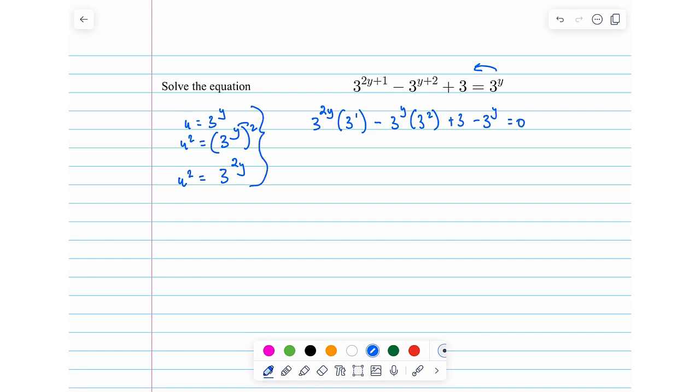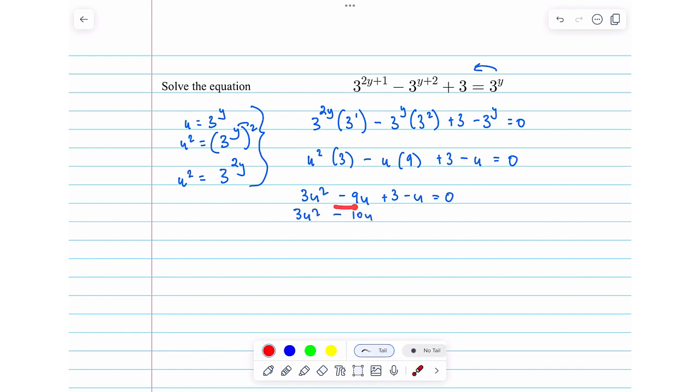and then we'll go ahead and do our u substitution. 3 to the power of 2y was u squared, so we've got u squared times 3, minus 3 to the power of y was u times 3 squared, 9, plus 3, minus another u, 3 to the power of y. 3u squared simplifying, minus 9u plus 3 minus u equals 0. Collect your u's, 3u squared minus 10u, because you've got minus 9u minus another one, plus 3 equals 0, and then go ahead and factorize as you would normally to solve a quadratic equation.